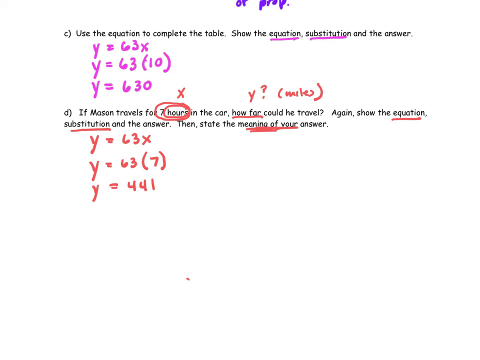Finally, we have to state the meaning of what 441 means. Well, y was talking about the number of miles. So Mason can travel 441 miles. That was the question, and that's what we just answered. And he can do that in 7 hours.